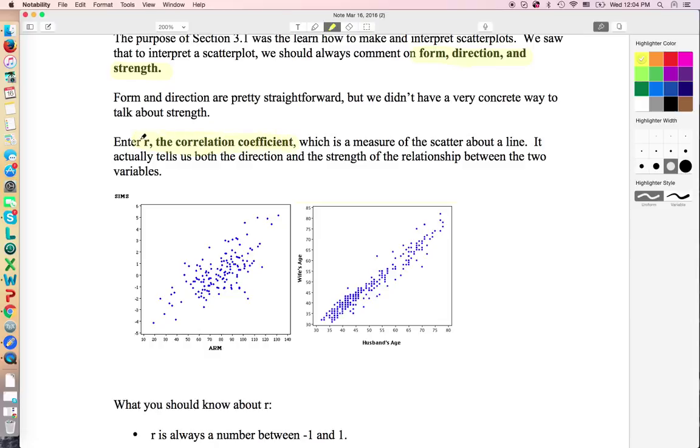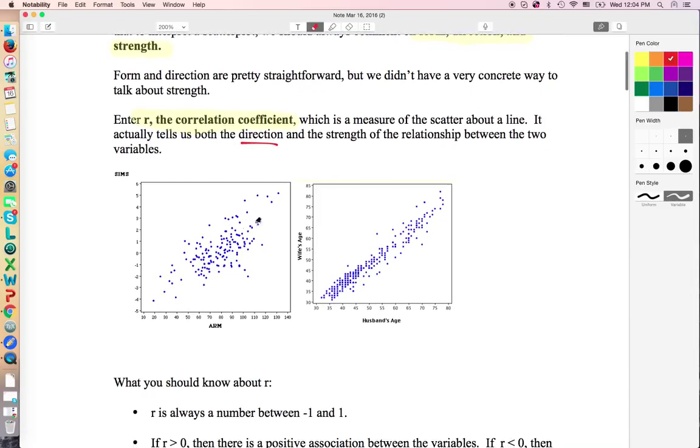And the letter that we use to represent the correlation coefficient is r, lowercase r. And what the correlation coefficient does is it measures the scatter about the line. It also tells you about the direction as well as the strength, and you'll see that very easily. So I want to just start with two examples.